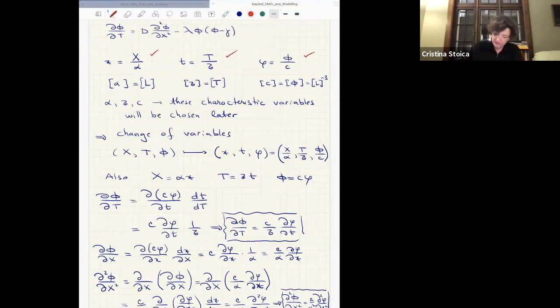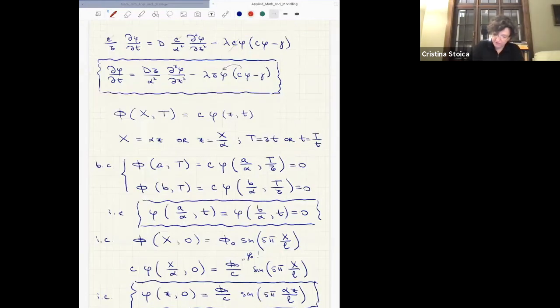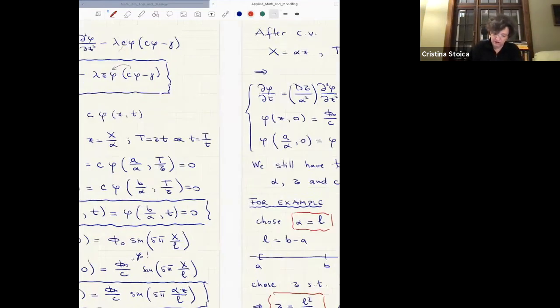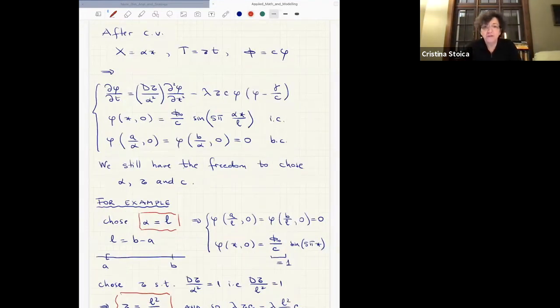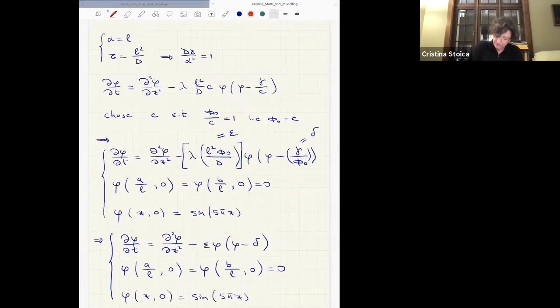After we did this process, which involved some change of variables, chain rule, and some thinking about the boundary and initial conditions, we chose these characteristic scales. We managed to choose them in such a way that they simplify the PDE. We reduced the number of parameters from 3 to 2. So in this problem, it's just epsilon and delta. They're parameters, and there are no more.